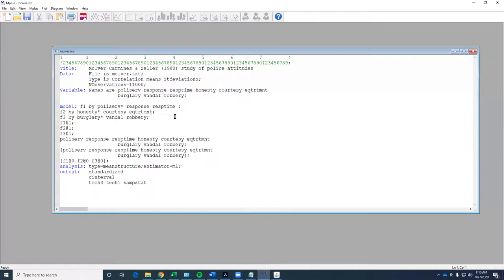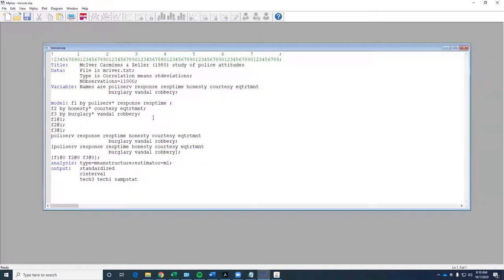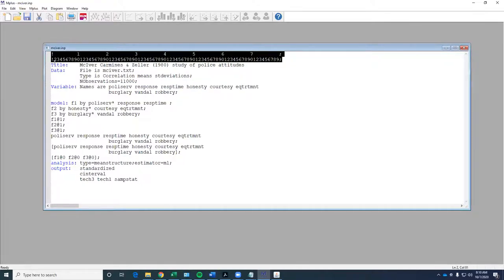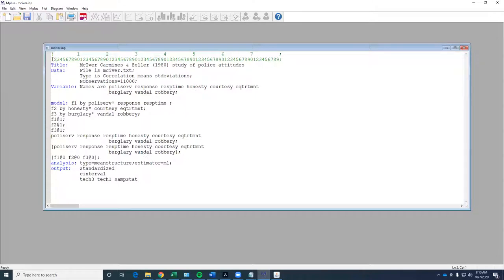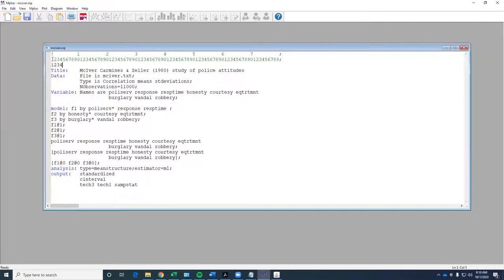If we're looking at this in terms of an M plus model, this is what it looks like. A few things to notice here. You'll notice at the beginning, I've put in a little bit of code. Inside of M plus, comments begin with an exclamation point. And what I've done here is just to make a small ruler. So physically what you do is you go 1, 2, 3, 4, 5, 6, 7, 8, 9, 0, and you keep doing that for a while.